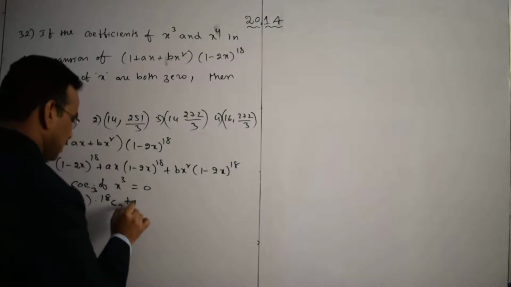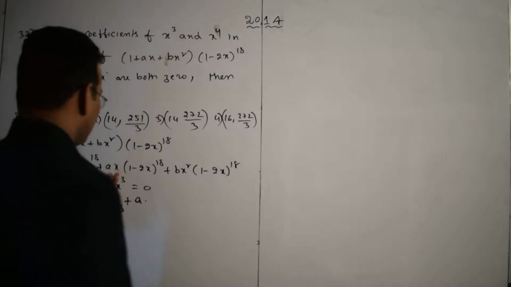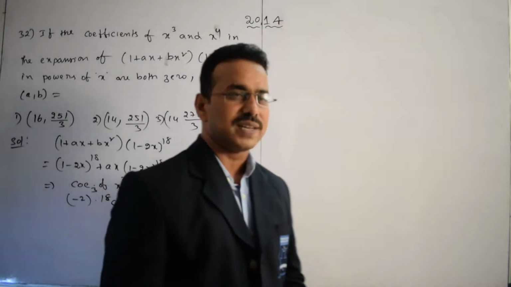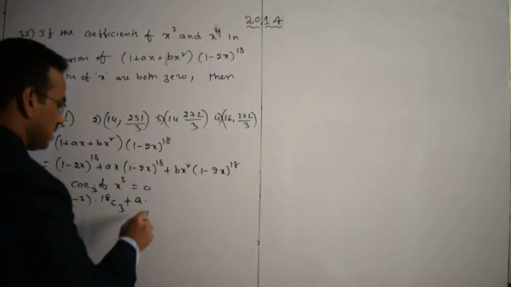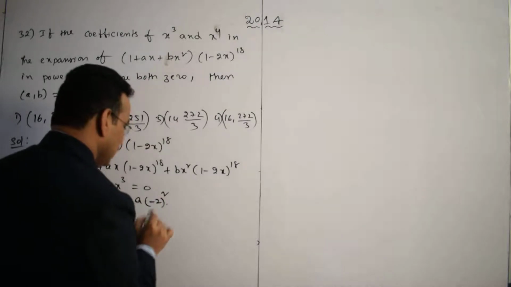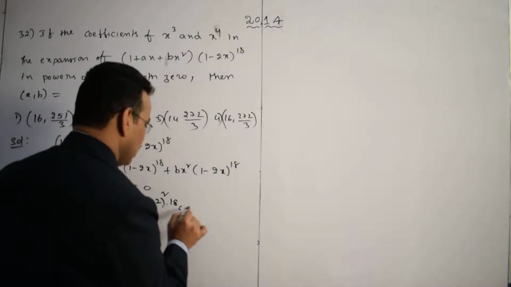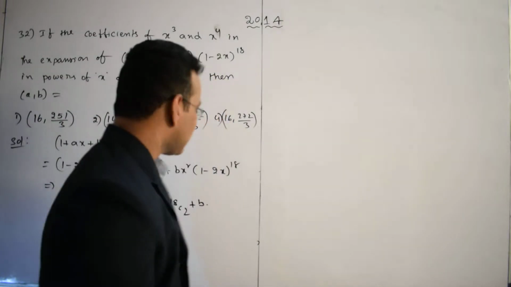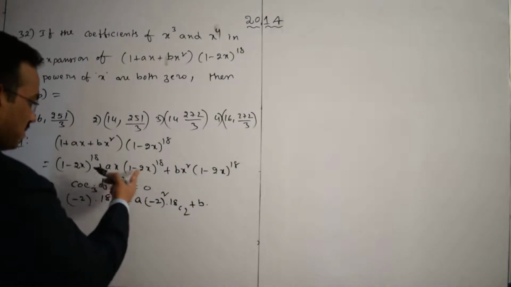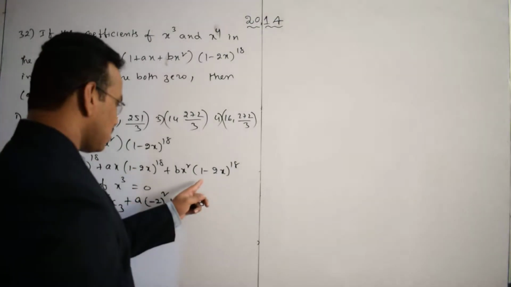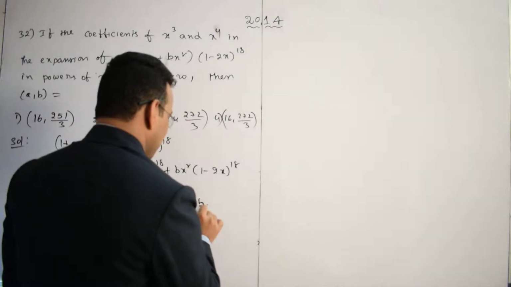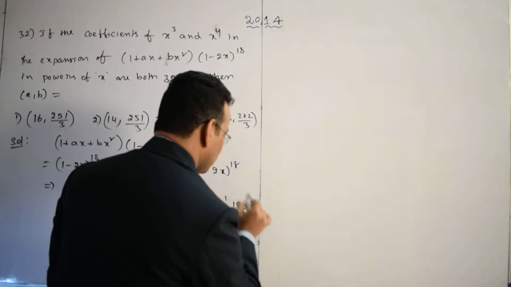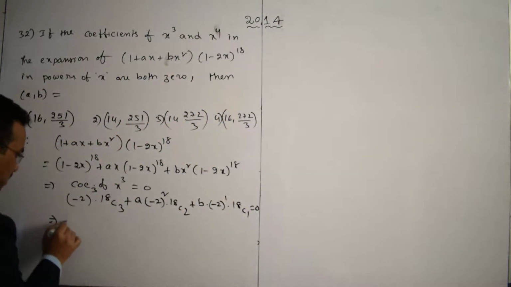Next plus ax into. When you multiply with x, if you take the x cube term it becomes x power 4, so you have to take the x square term in this expansion. So what is that here? (-2)^2 into 18C2. Next plus b into, here x square is already there, so you have to take only the x term. x square into x means x cube only. So plus b into (-2) into 18C1, which equals 0.